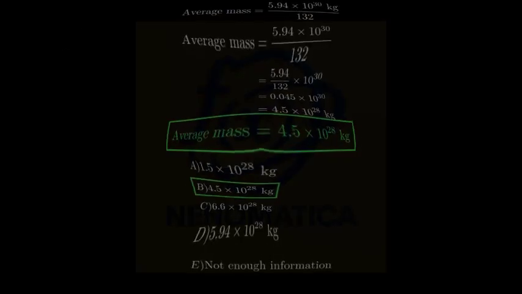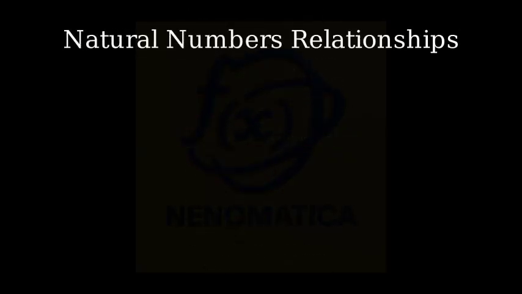answer choice B. Welcome to this math video, where we'll solve a system of natural number relationships. Let's start with our problem. We need to find how many sets of natural numbers A, B, C, and D satisfy the following 4 relationships.